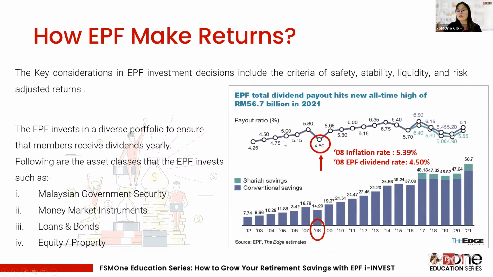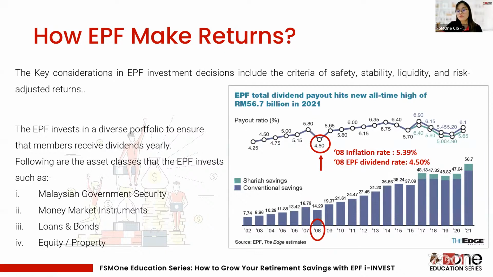While the chart on the right-hand side is about the EPF dividend rate for Simpanan Conventional for the years 2002 to 2021. The government guaranteed a minimum paid dividend rate of 2.5%, but historically has a much higher rate, averaging from 5 to 6% annually, as you can see from the payout ratio here.